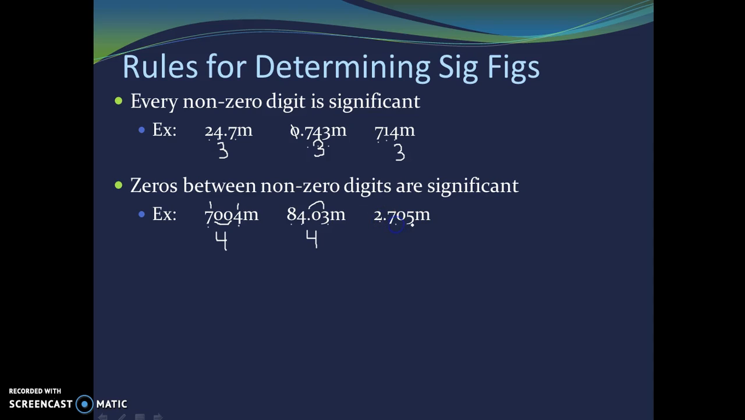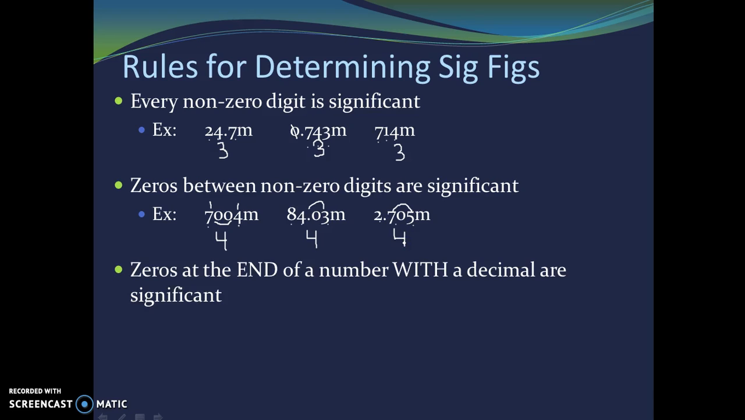2.705. The 2, the 7, and the 5 are non-zero. They are definitely significant. This 0 falls between two non-zero digits, so it is also significant. 4 sig figs. If you have a 0 at the very end of a number, and there is a decimal in that number, those zeros are significant. So 43.00. These two zeros are after a decimal. They are after non-zero digits. Therefore, they count. That's 4 sig figs.